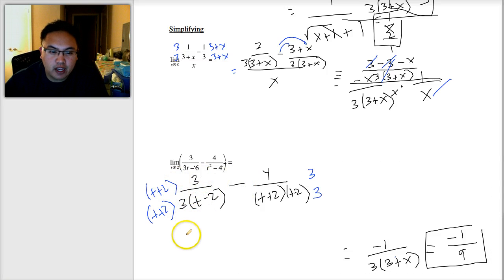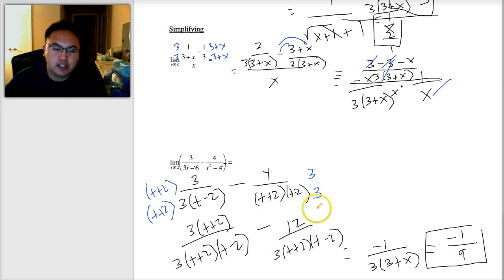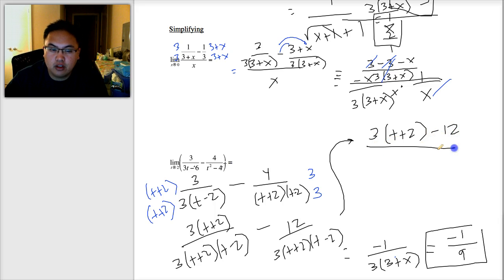So now I've multiplied and I've got a common denominator. At the top here, I have 3 times t plus 2 with that nice denominator on the bottom. Over here, I'm going to get 12, with 3 times t plus 2 times t minus 2. So I got the exact same denominator. Now I could just subtract across. So now when I subtract across, I get 3 times t plus 2 minus 12 all over 3 times t plus 2 times t minus 2. Aha!